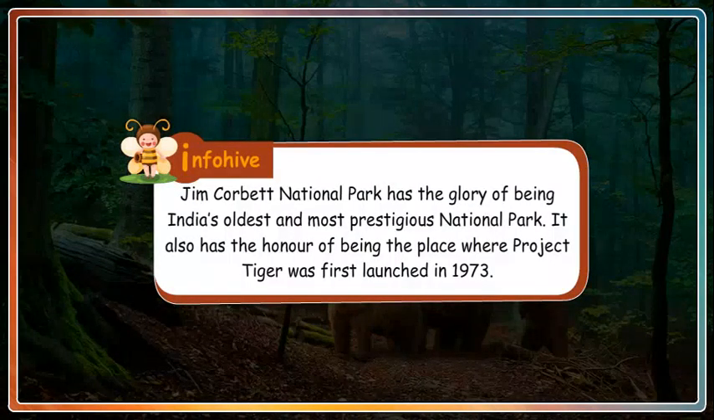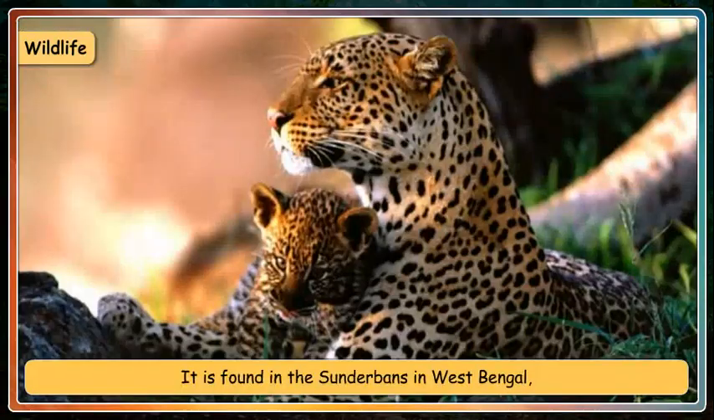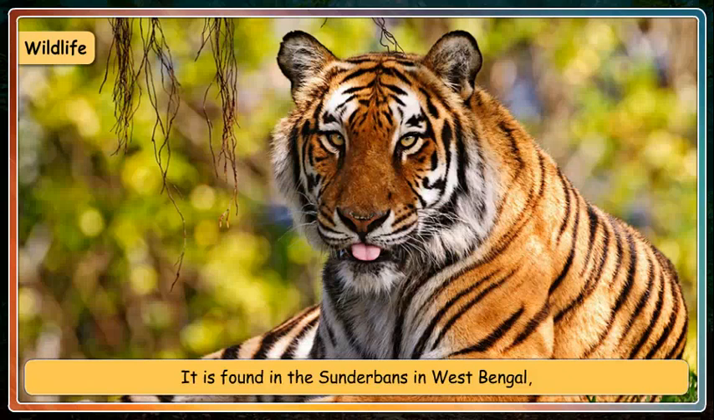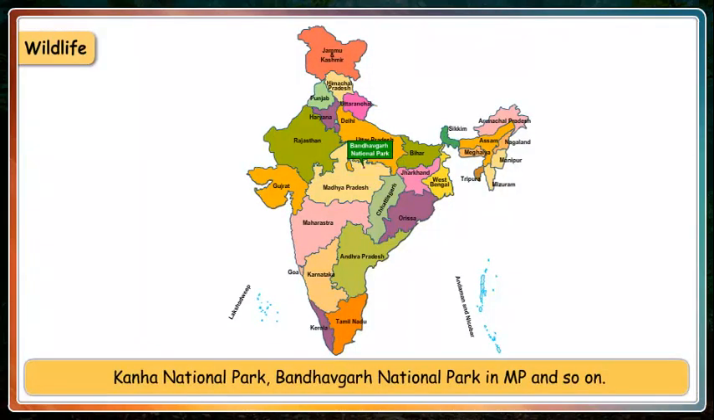Info hive. Jim Corbett National Park has the glory of being India's oldest and most prestigious national park. It also has the honor of being the place where Project Tiger was first launched in 1973. The Royal Bengal tiger habitats include dense thickets, long grass or tamarisk shrubs along river banks. It is found in the Sundarbans in West Bengal, Kanha National Park, Bandhavgarh National Park in Madhya Pradesh, and so on.